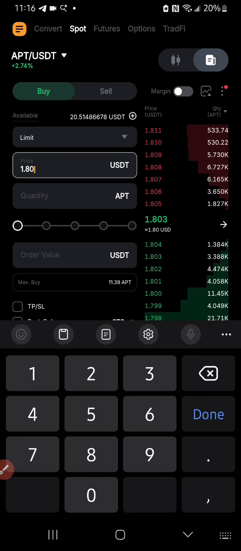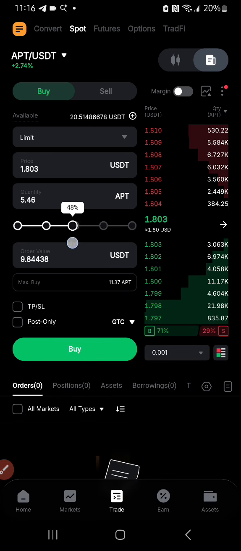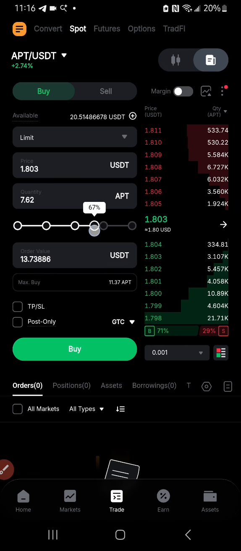We will need to set a limit order to buy it at 1.803 rather. Then we will need to put in the quantity. The quantity can be of any amount. You can choose to use 50% of the initial quantity or 100%. It is still up to you. Well, let me use the 100% for the purpose of this video, and let me show you how it works. So with the 100%, we should be able to get about 11.37 quantity. Then we will definitely click on buy there.